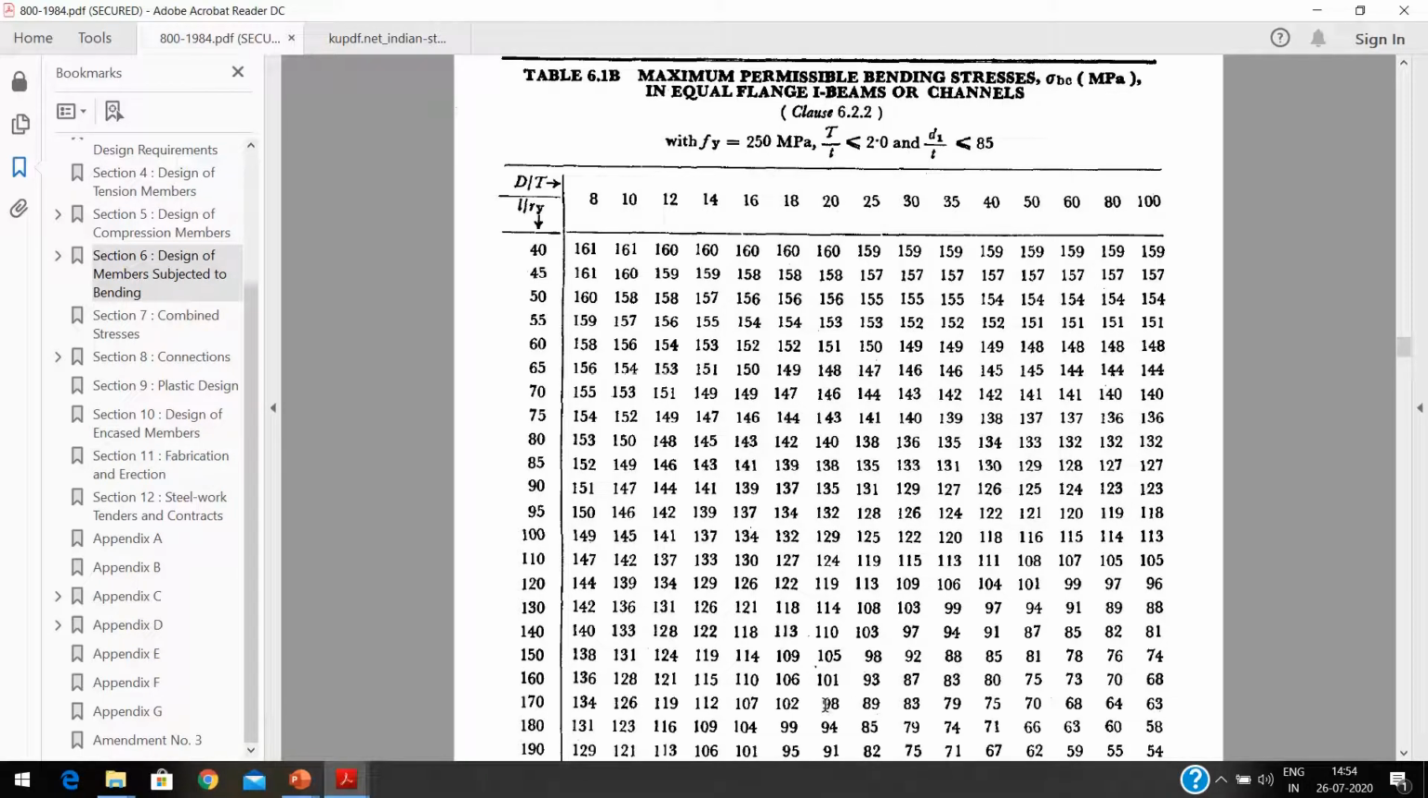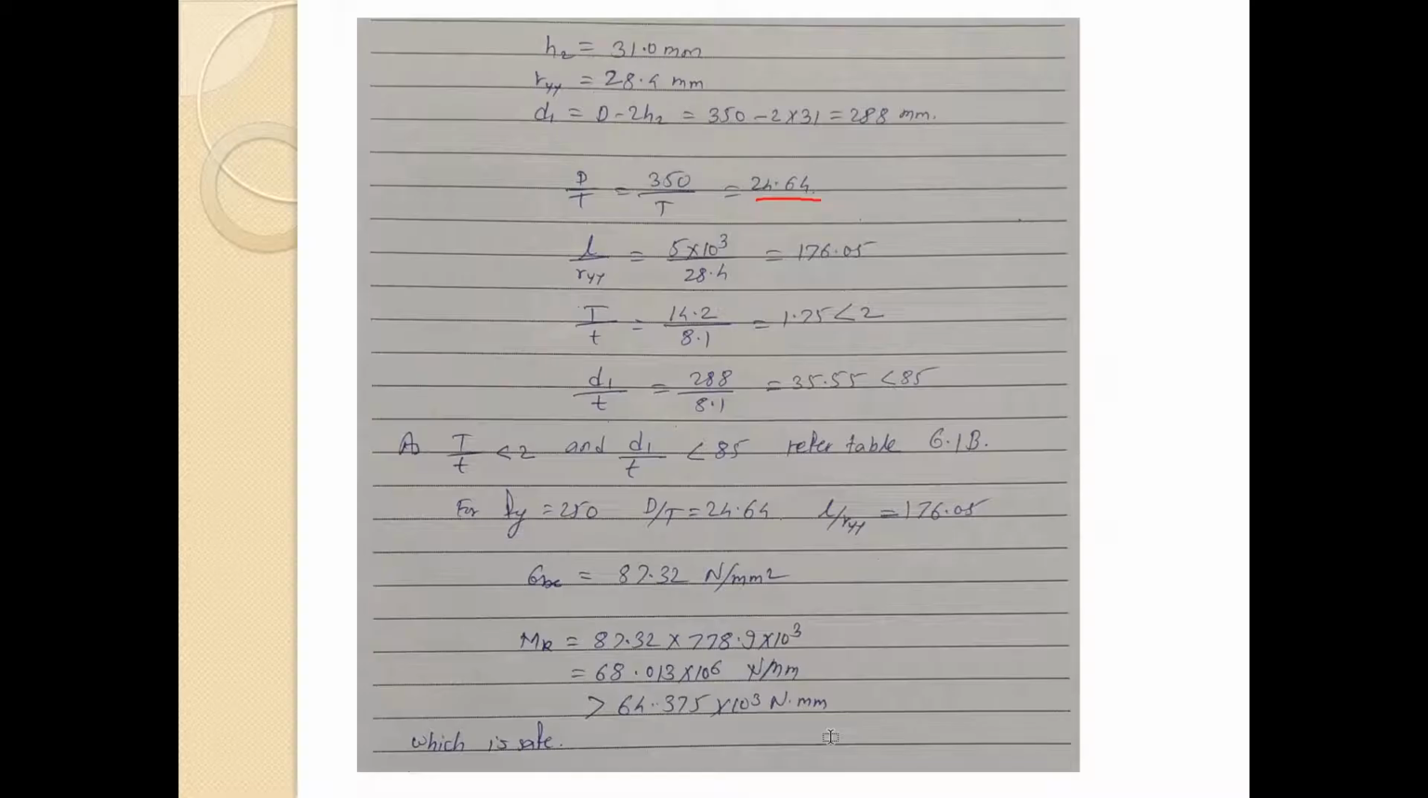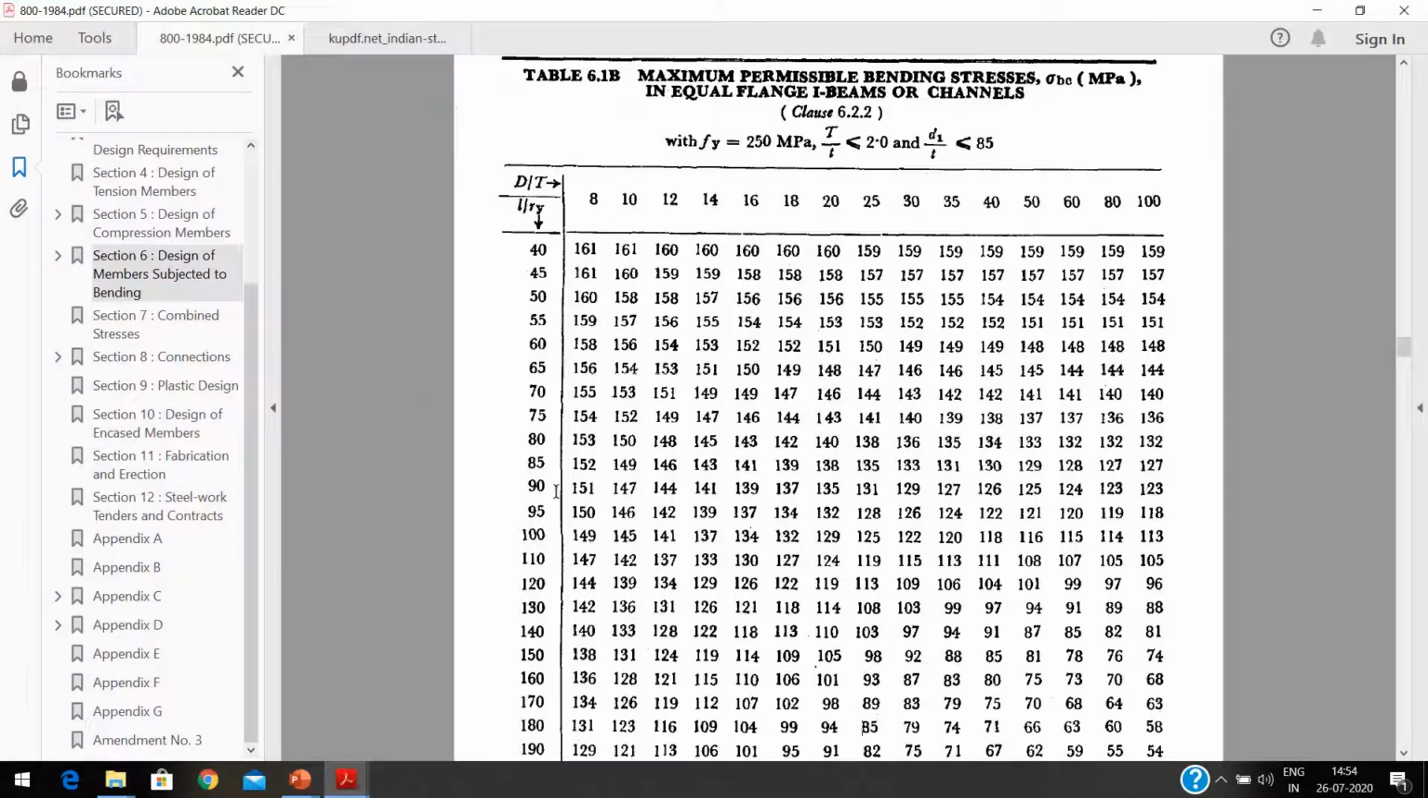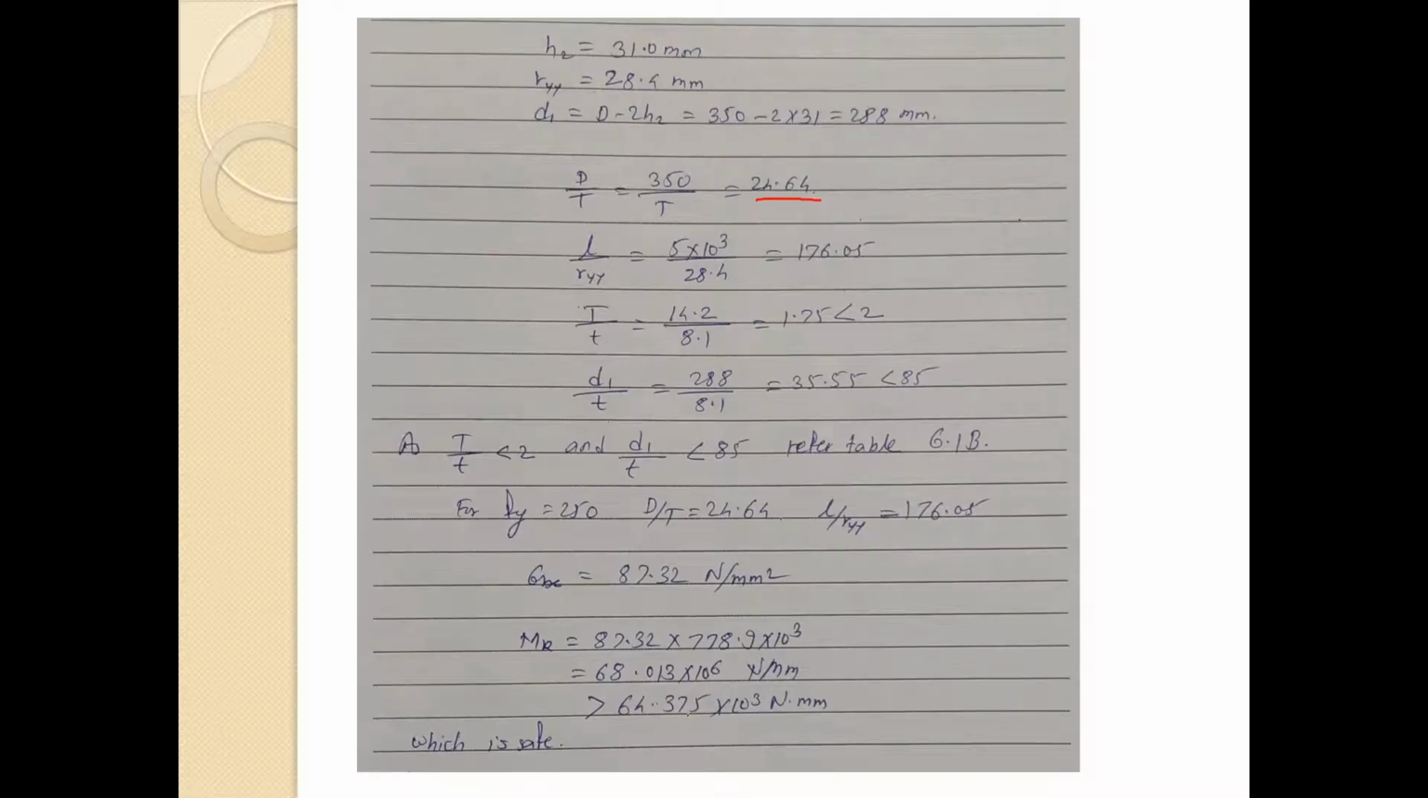So it is in between these four values. It is 98, 89, 94, 85. So we have to take these values and we have to interpolate twice. Then we will get the final value that I have already calculated. So that value becomes 87.32 Newton per mm square.